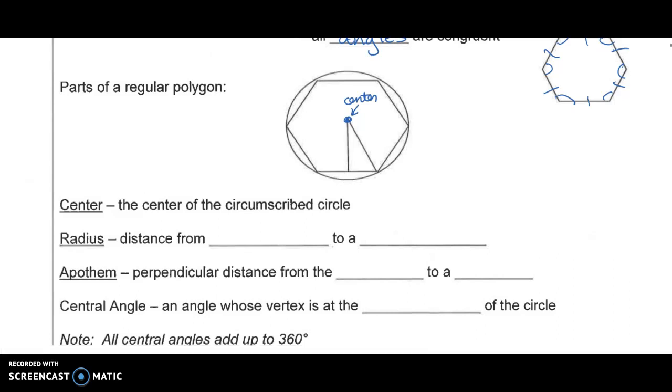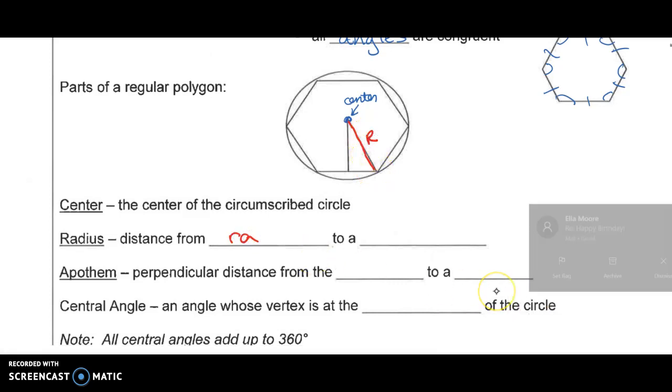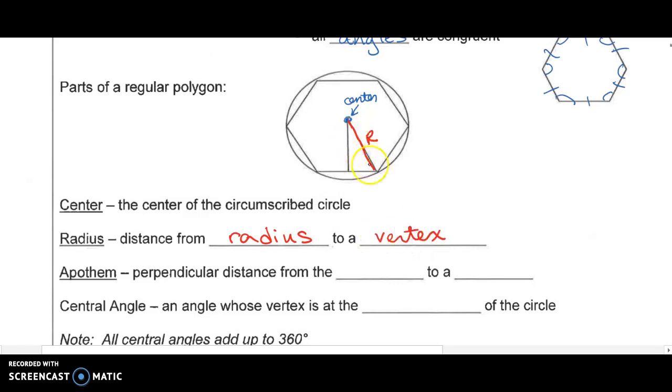Radius is just what you would think it is. It's the distance from the center to a vertex, right? If it's going to go to the rim of the circle, it's going to have to go to a vertex of the polygon. A new term is the apothem, and it's altitude-ish, right?